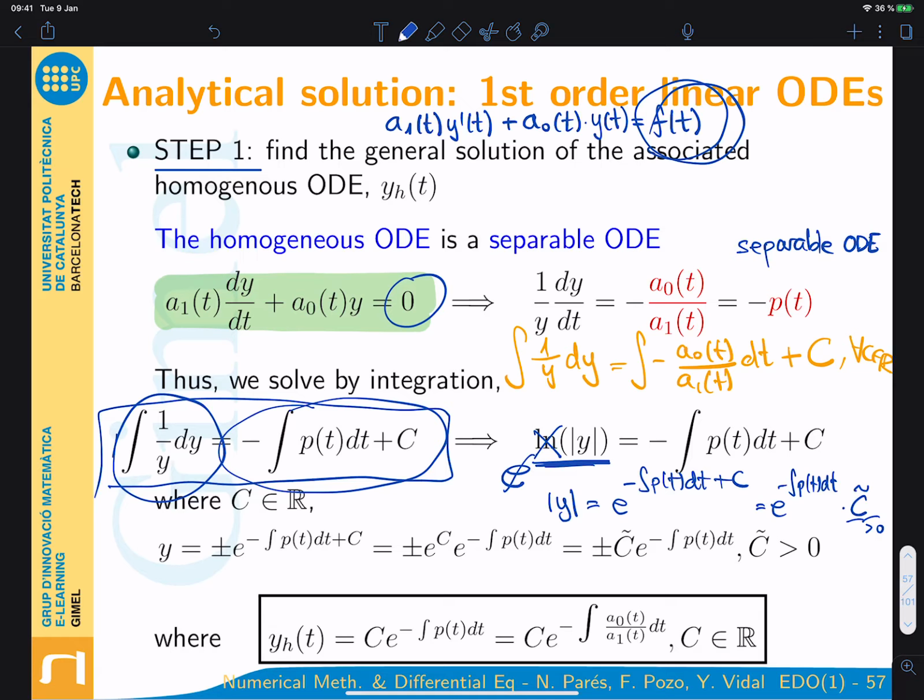Now, in order to get the explicit solution, I will study the different cases and I will find out that y is equal to plus minus this value. That's what we have already done here. So we are here, plus minus this value times this c that is positive. So at the end, what we can say is that the homogeneous solution is equal to a constant that can be in the real numbers because of this plus and minus we have here, and the exponential. Okay? So, in summary, when we solve this step 1, we find out that the homogeneous solution will always look like this. Okay? But the way to find it is just solve it as a separable ODE.